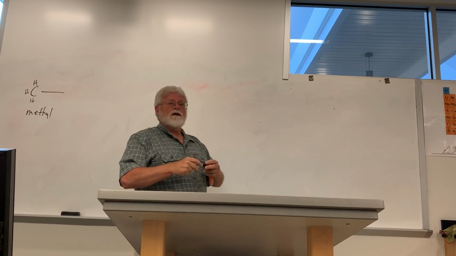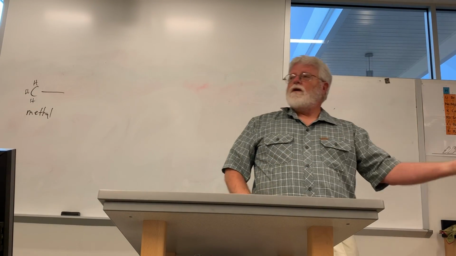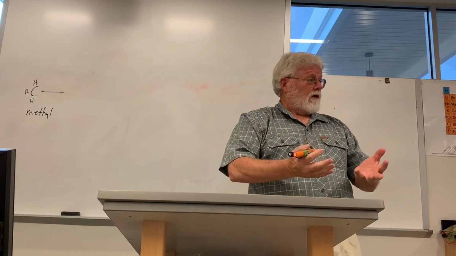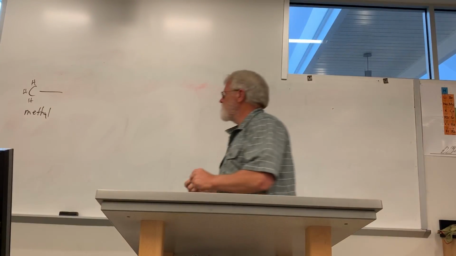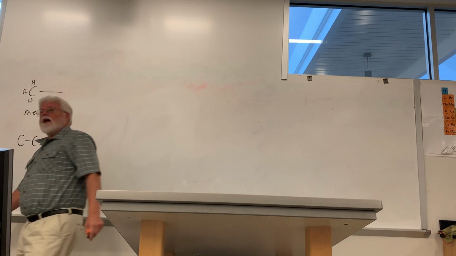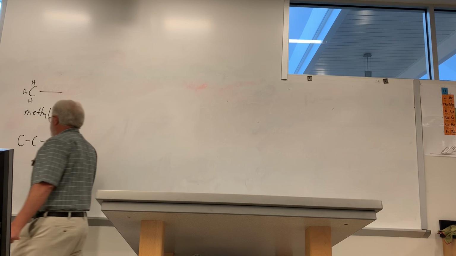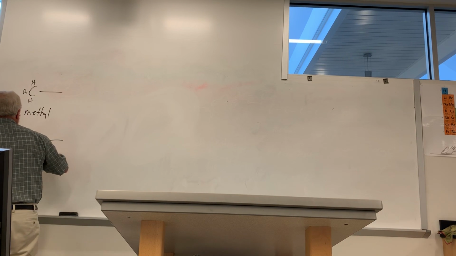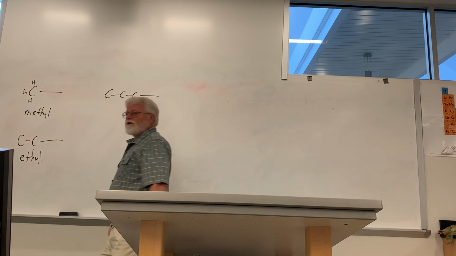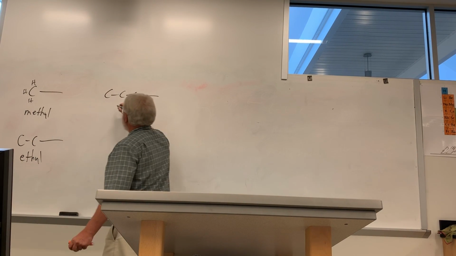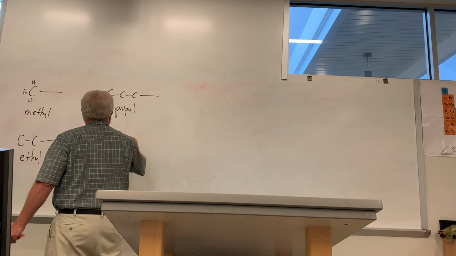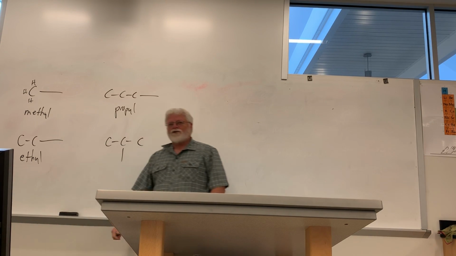CH4 is methane, but remove a hydrogen and use that bond to stick it onto something else, that's now a methyl group. Drop the A and E and add YL. If you have a two carbon thing stuck onto something else, that's an ethyl group. If you have a three carbon thing stuck onto something else, that's a propyl group.